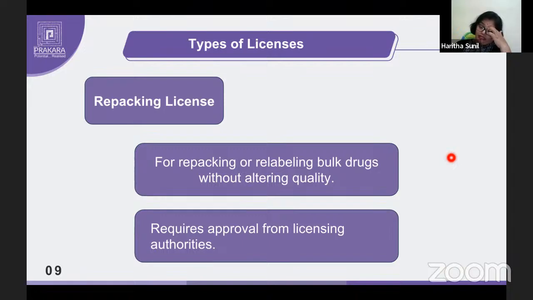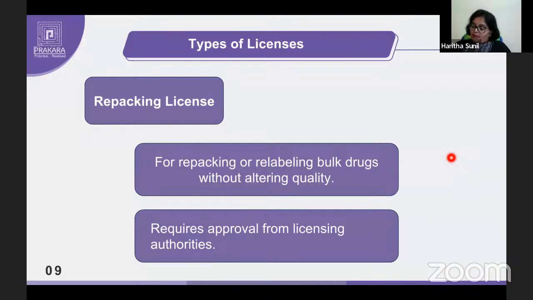For example, nowadays they are calling it third party selling. Suppose you want some jewelry, you have seen it in one shop, and now you have taken it from them, and then later on you are going to sell it to the next people. So that is what is called a repacking license here.